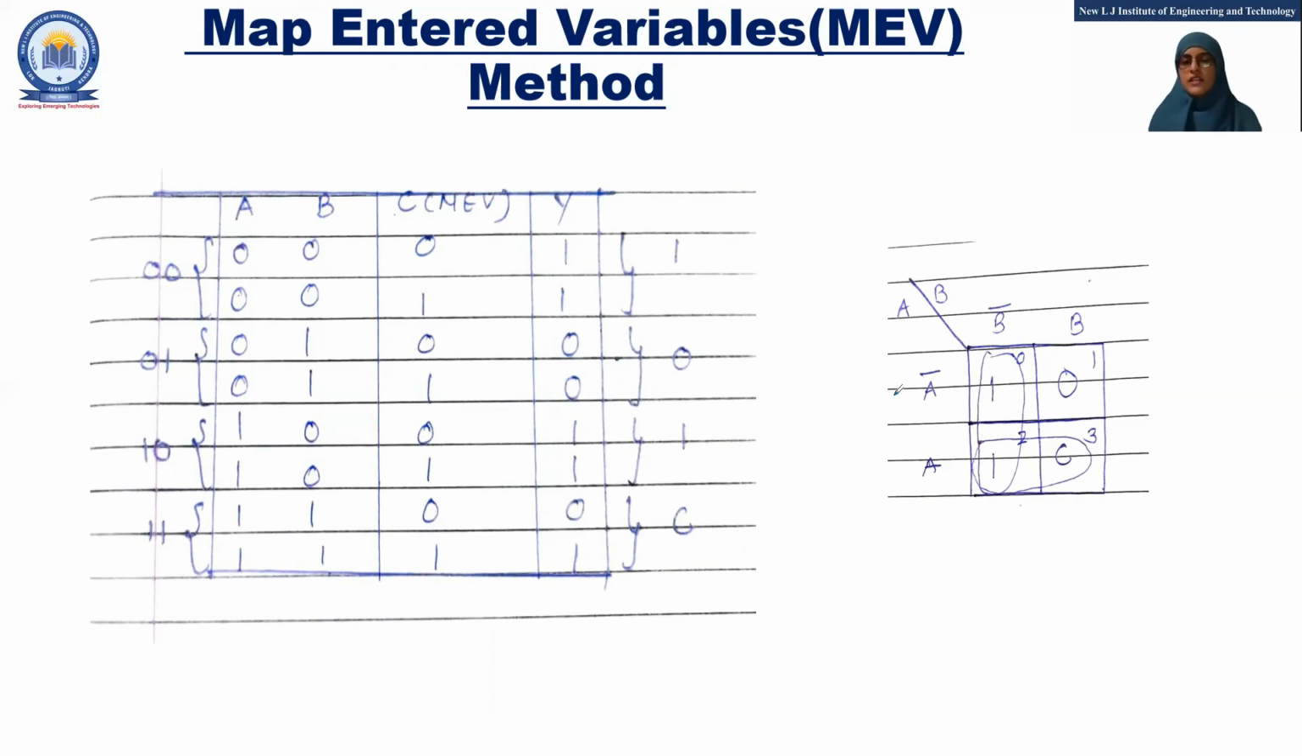So the 0th term will be 1, the first term will be 0, the second term will be 1, and the third term will be C. Now we have to make the pairs, quads or octets possible. Now we have to combine ones and variables. So there are two pairs possible, this pair and this pair. So the answer of it is B bar plus A C. So this is our simplified Boolean expression for the given min terms.